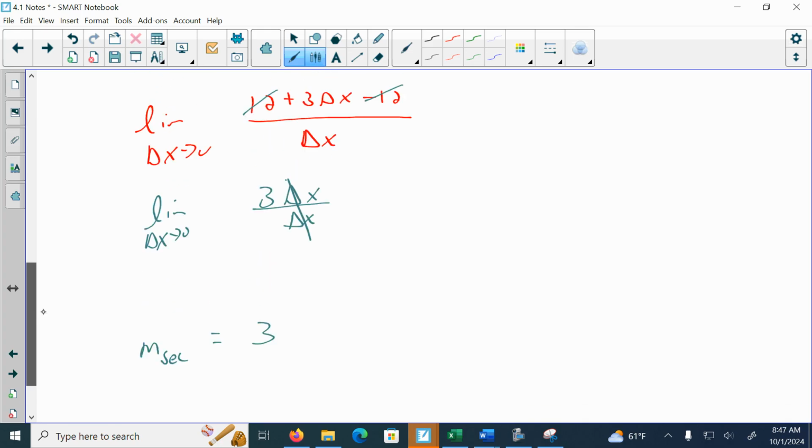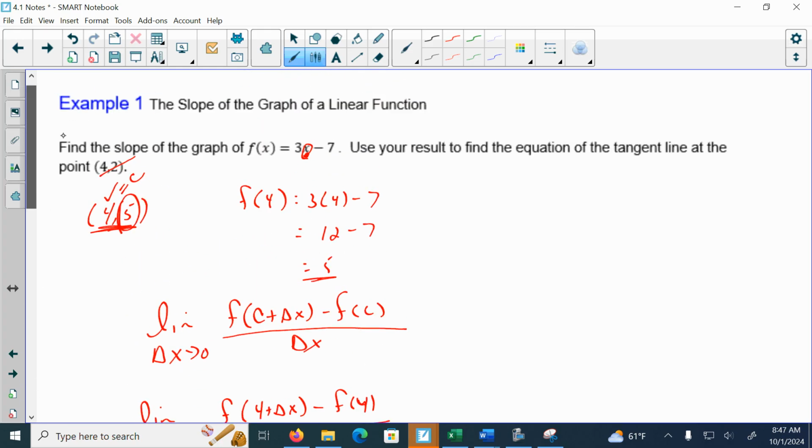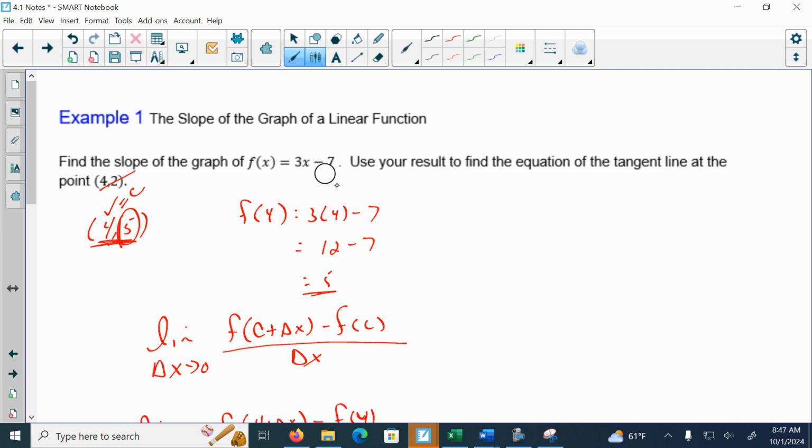And the reason why I should have expected that is if I go back up here to my original equation, this is a linear equation. This is a line. The slope of the line is 3. Well, if you think about a linear equation, it's going to have a constant slope always. And any point on here is going to have a slope of 3. So I should not be surprised by that answer.